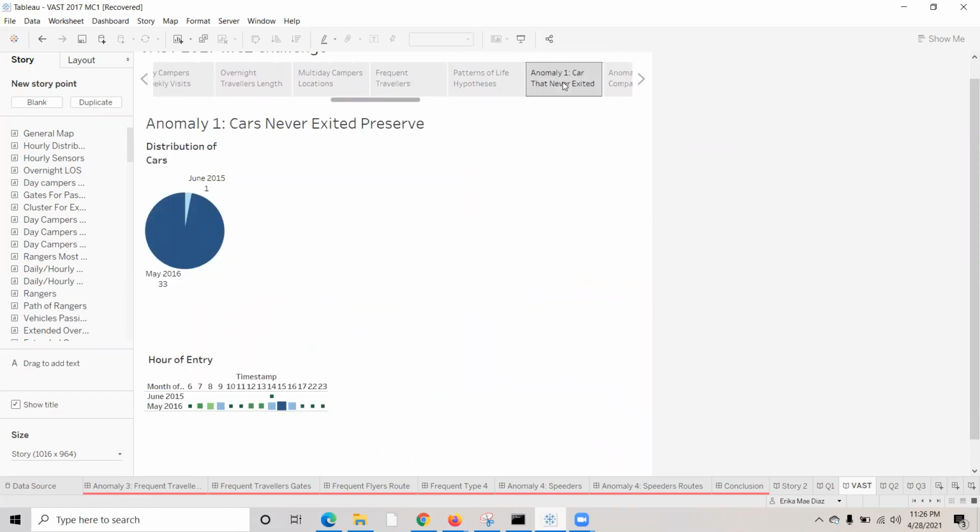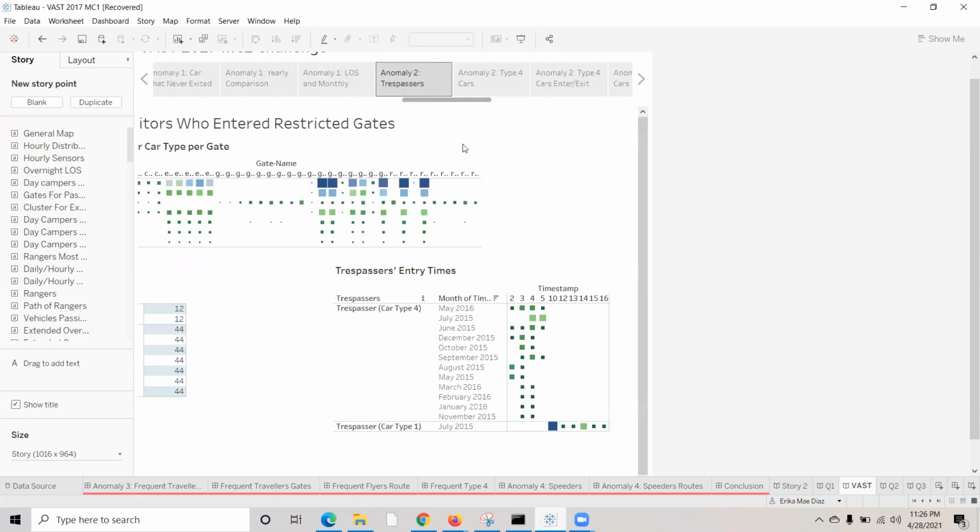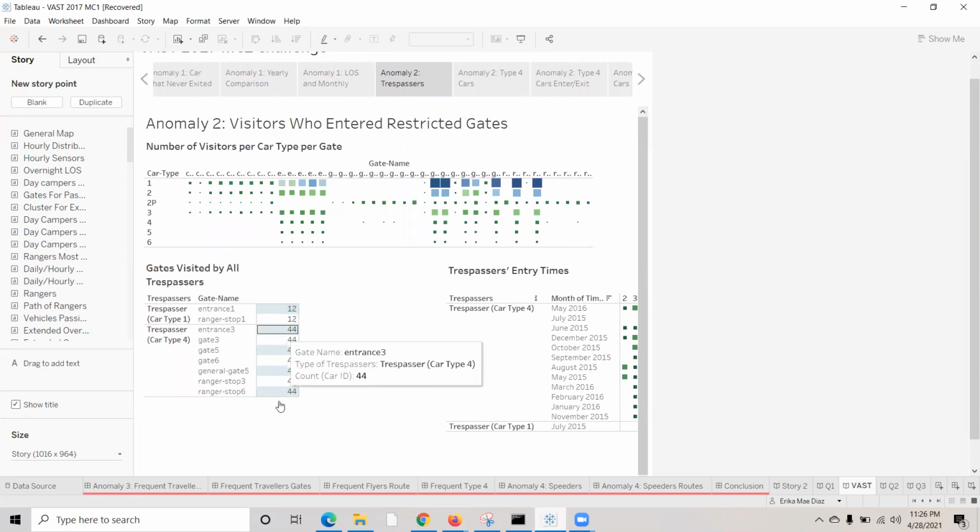And then since we were able to establish patterns that were normal to our dataset, we can now distinguish what is not normal and what is odd. So we were able to find a car that never left, and trespassers. So you can see we have heat maps here and a table.